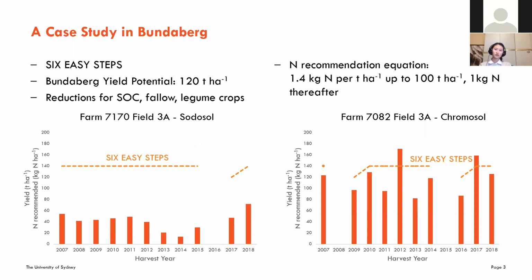No two fields and no 2 years are the same. On this slide, there are 2 fields of sugarcane just 5 kilometers apart, and the difference in their productivity is clear. Yet by using a district yield potential, the same amount of nitrogen is recommended for both fields, a small decrease after fallow and essentially then a flat rate.